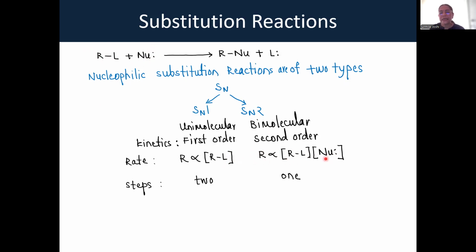Whereas SN2 is a single-step reaction, because both the alkyl halide and the nucleophile are involved in the rate determining step. Once again, SN1 is unimolecular, first order, and note the rate of the reaction depends on the alkyl halide only. SN2 is bimolecular, second order, and the rate depends upon both the alkyl halide as well as the nucleophile.